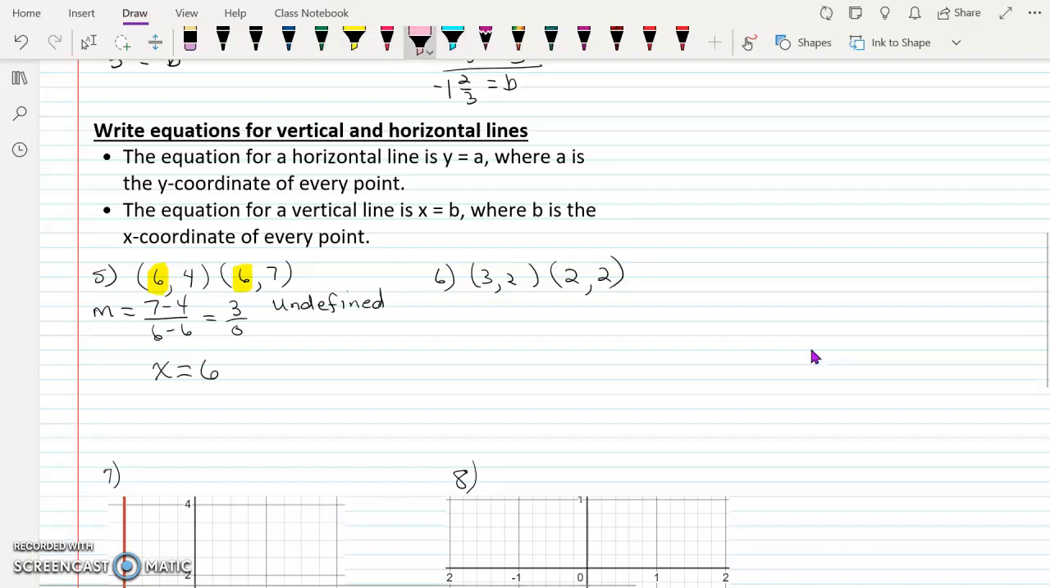And when we look over here at example number 6, I can see that my y-coordinate for both points is 2. So right away, I can see that my equation is going to be y equals 2.